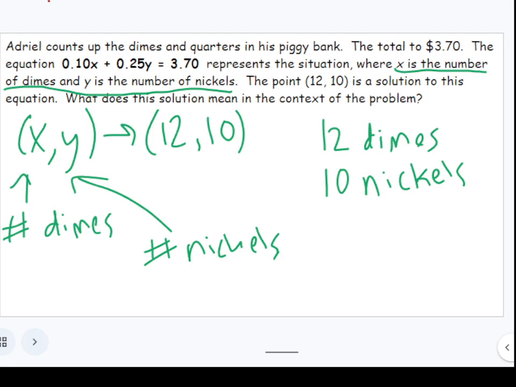A lot of times you will have problems like these in a multiple choice setting where there are answer choices specifically made to trick you. But like I said in the last video, most of the time the answer is basically given to you right in the problem. You just have to read it. It tells us right here what x is and what y is. So all we have to do is just put that on the numbers that we're given. We're given the point 12, 10. We're told that x is dimes, so 12 as an x value means 12 dimes, and 10 as a y value means 10 nickels.